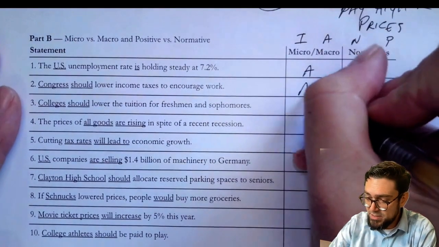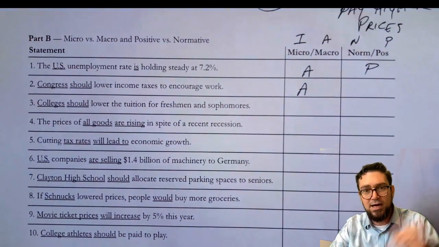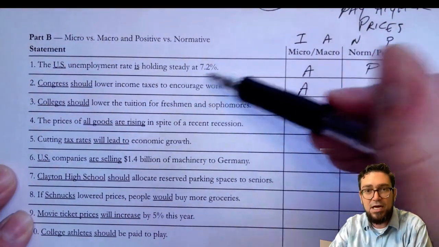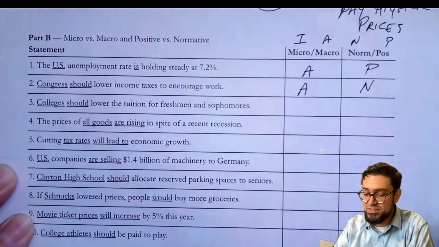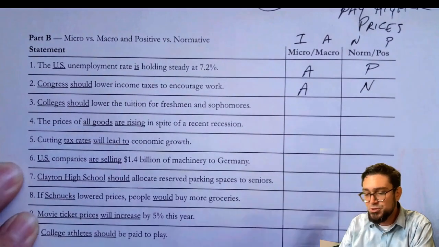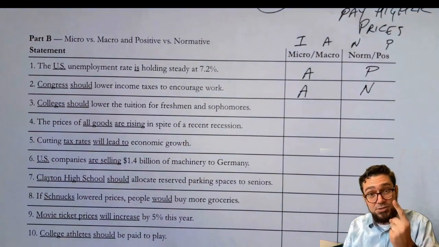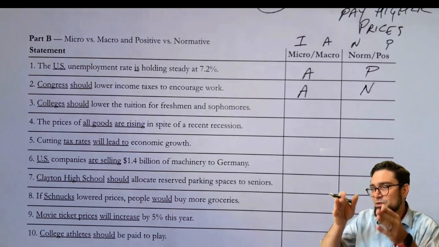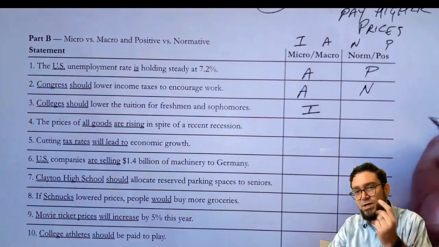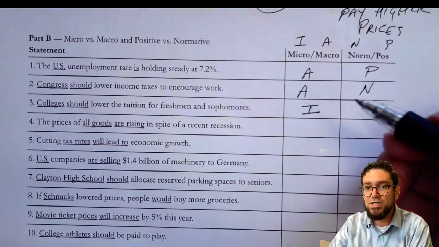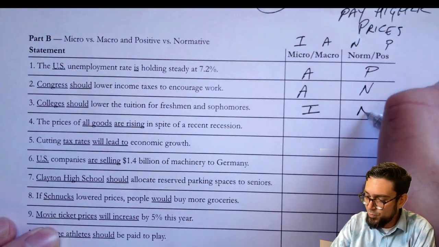Congress should, right? So that's a macro because we're talking about the whole economy, income taxes to encourage work. And should, well, that's going to make this a normative statement. Colleges should lower the tuition for freshmen and sophomores. Here we've got one industry, the colleges, and even within that, we've got a subset of customers. So this tells me it's micro. It's one industry, and it's even a subset of that industry. And we're saying should, so that's going to be another normative statement.